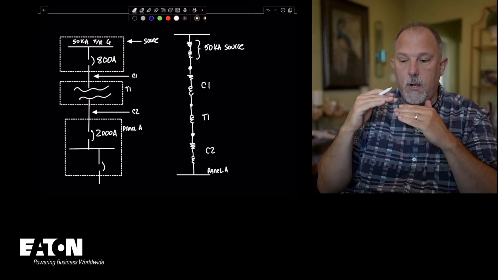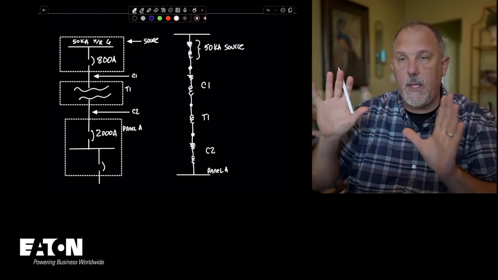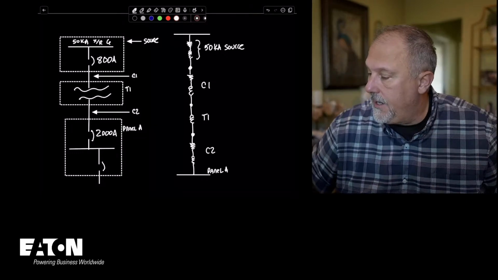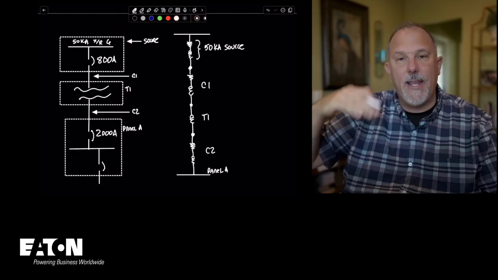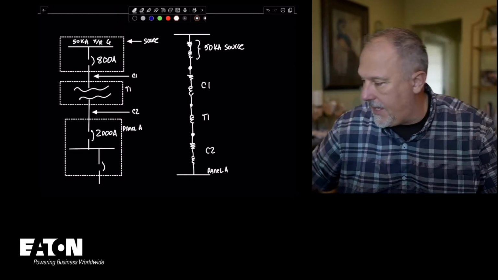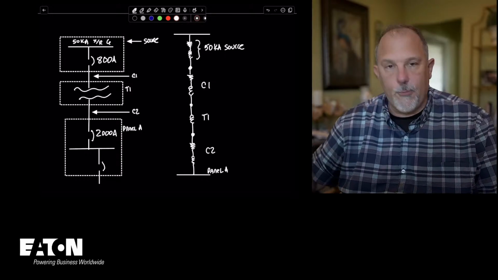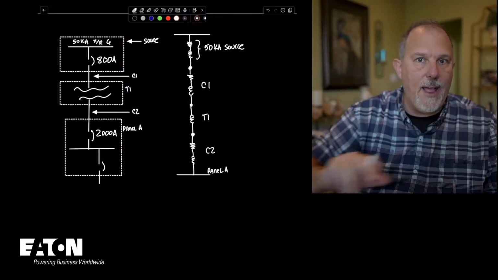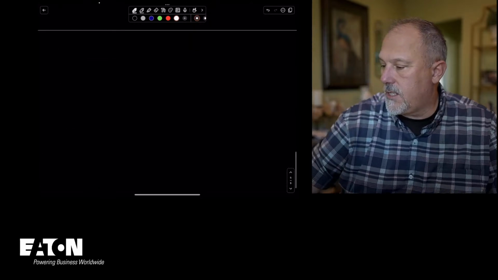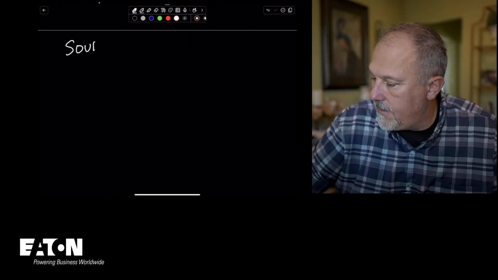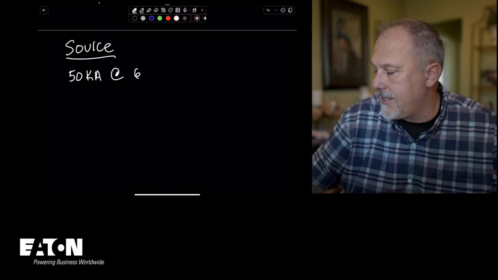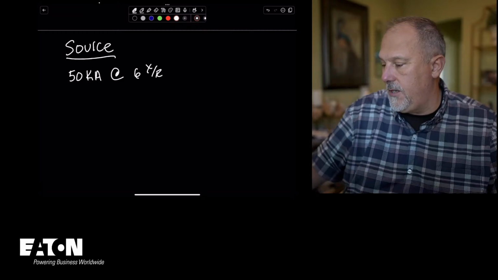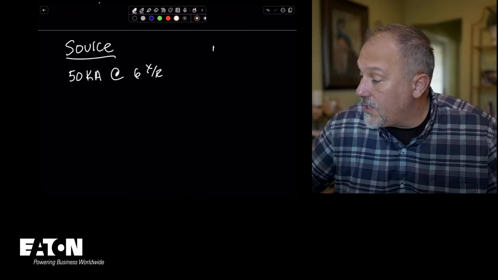So let's work our way down from the equivalent source, the 50 kA source at the upstream. If I know my X to R value and my 50 kA, I can calculate a real and a reactive component thusly. So let's talk about the source. We know it is a 50 kA at a 6 X to R ratio. Now, I'm going to be using per unit.